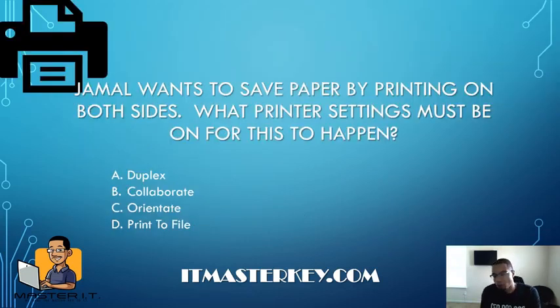Next up, Jamal wants to save paper by printing on both sides. What printer setting must be on for this to happen? Easy. Duplex. So duplex, if the duplex setting is on, it's going to print on the front as well as the back.